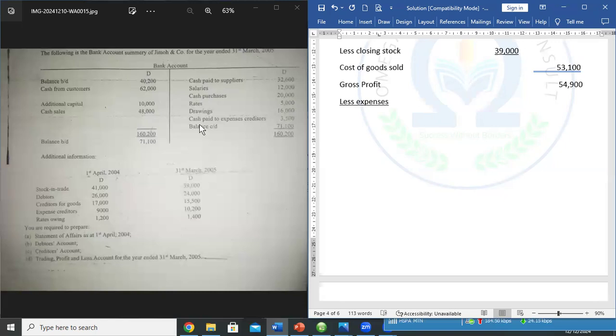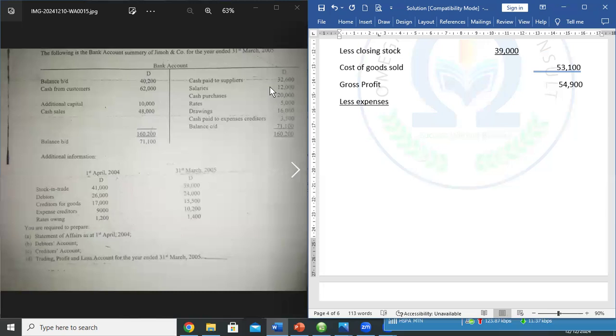Yeah, you see only these two. Now, when you move down to the additional information, you see expense creditors, and then you also see rates, right? So you have the luxury of preparing one expense account for all the expenses in here, or simply you can combine the expense for creditors and rates together, right?